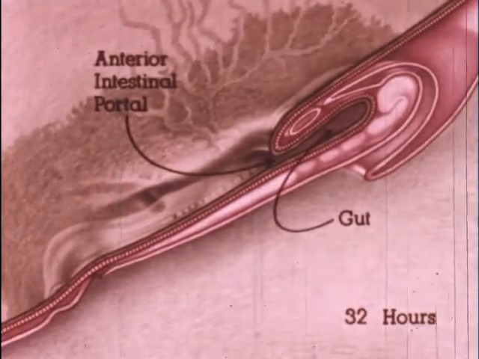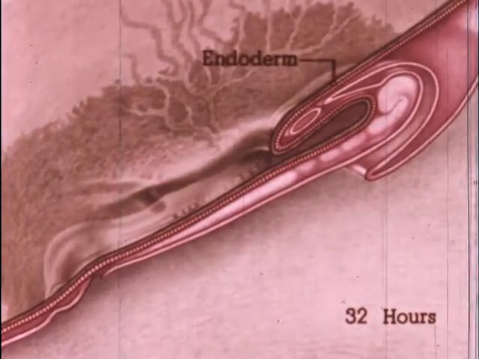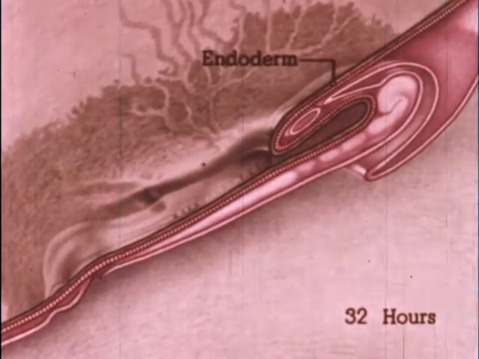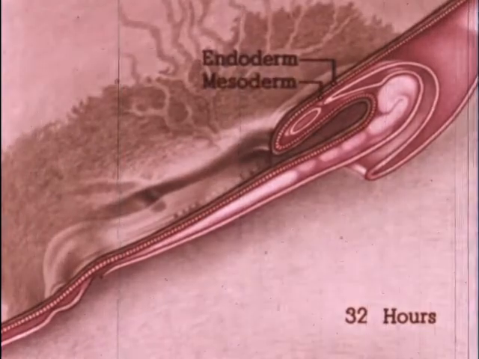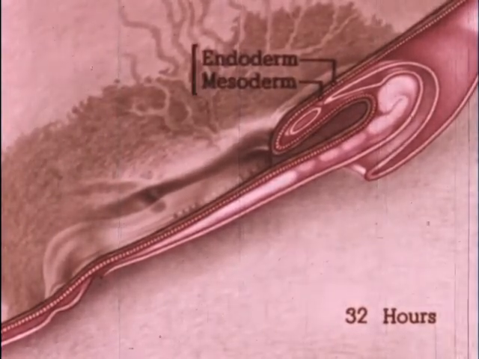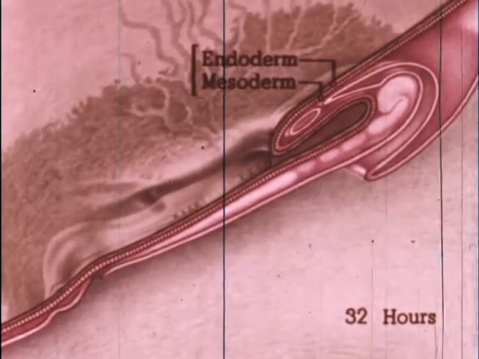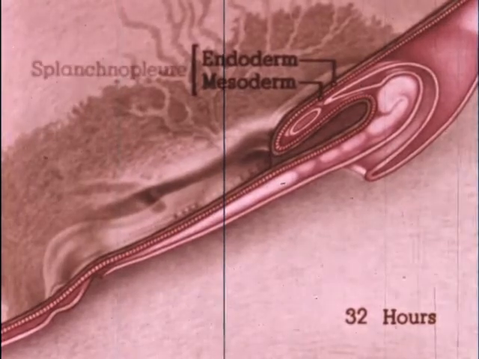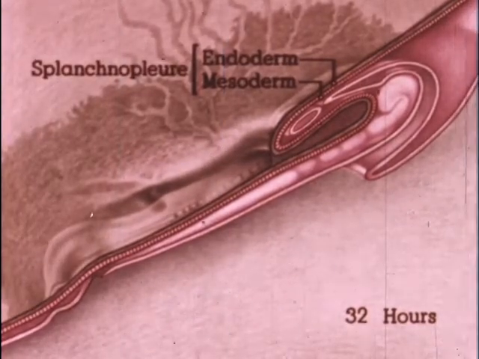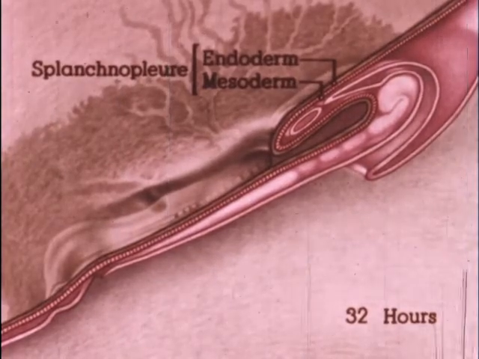The yolk sac consists of endoderm and adjacent mesoderm. The endoderm and adjacent mesoderm together constitute the splanchnopleure. The extraembryonic splanchnopleure of the yolk sac is continuous with the intraembryonic splanchnopleure of the gut.